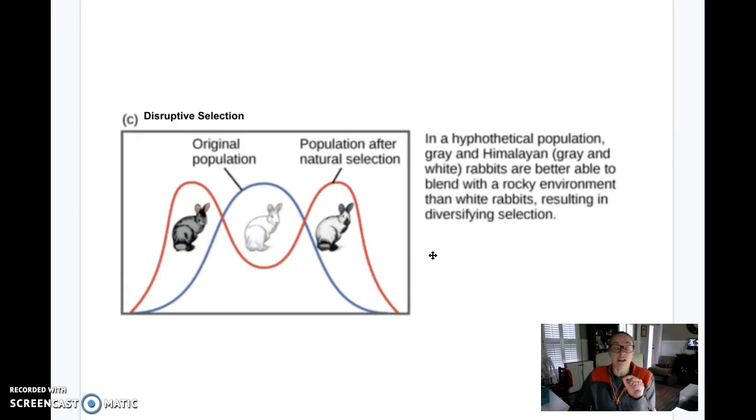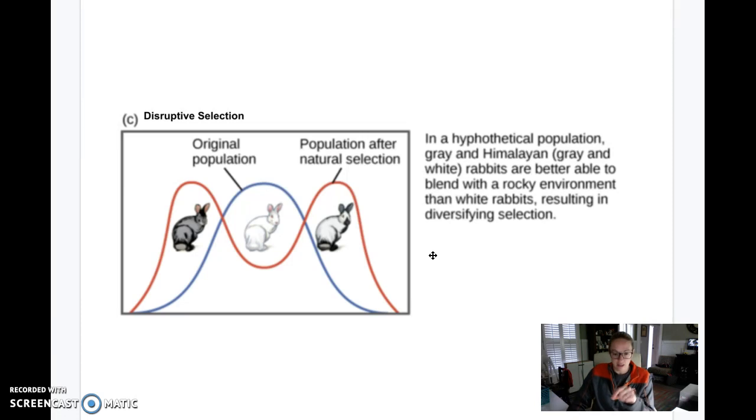And the last one is disruptive. Again, your blue line is your original population, and the red is after natural selection has occurred. In a hypothetical population, gray and Himalayan, which is gray and white rabbits, are better able to blend with a rocky environment than a white rabbit, resulting in diversifying selection. Diversifying selection is the same thing as disruptive. We refer to it as disruptive. Some other countries refer to it as diversifying.